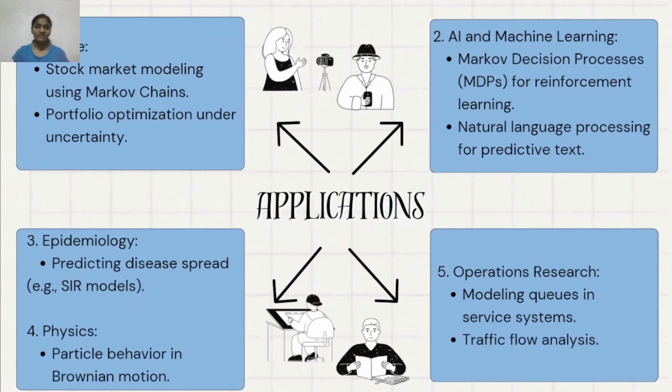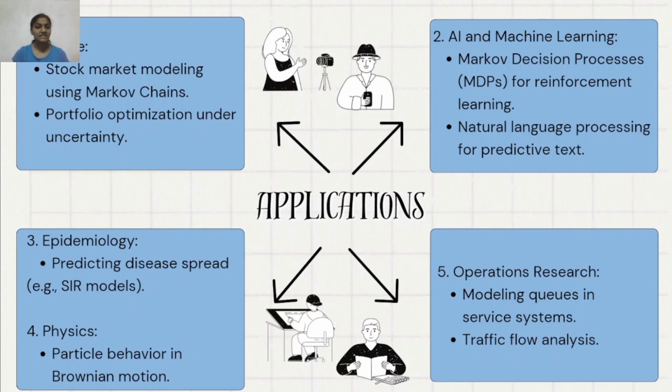So now the applications are finance, AI and machine learning, epidemiology, physics, operations research. Finance. Stock market modeling using Markov chains. Portfolio optimization under uncertainty. AI and machine learning. Markov decision processes, MDPs, for reinforcement learning. Natural language processing for predictive text.